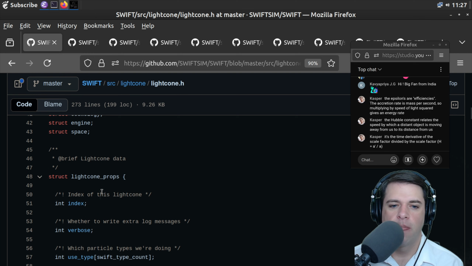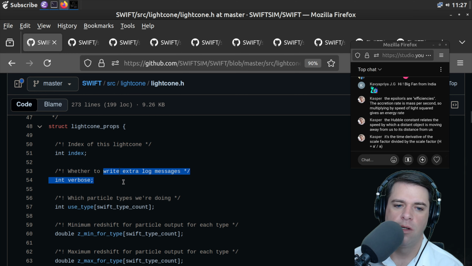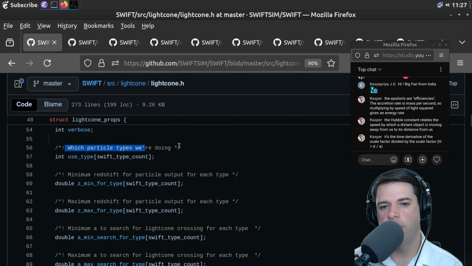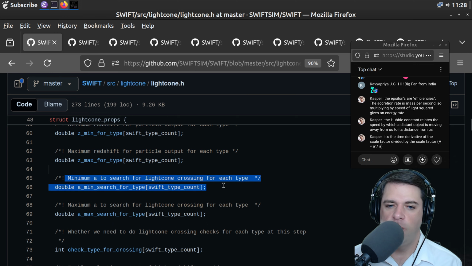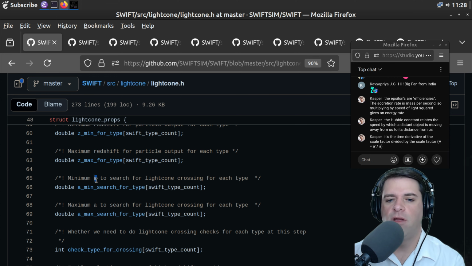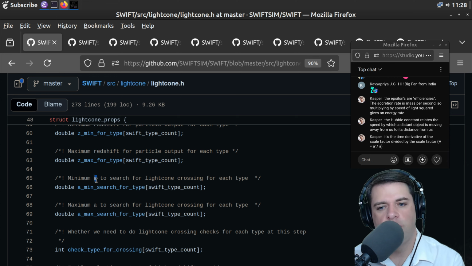Here's light cones. We have an index. I'm guessing that's maybe to keep track of the light cones, whether to write extra log messages, which particle types we're doing. I don't know what the particle types are. We have minimum redshifts, maximum redshifts. Maximum A to search for light cone crossing for each type. A, I'm guessing, is still related to the scaling parameter. I'm not really sure how light cones change with the scaling.